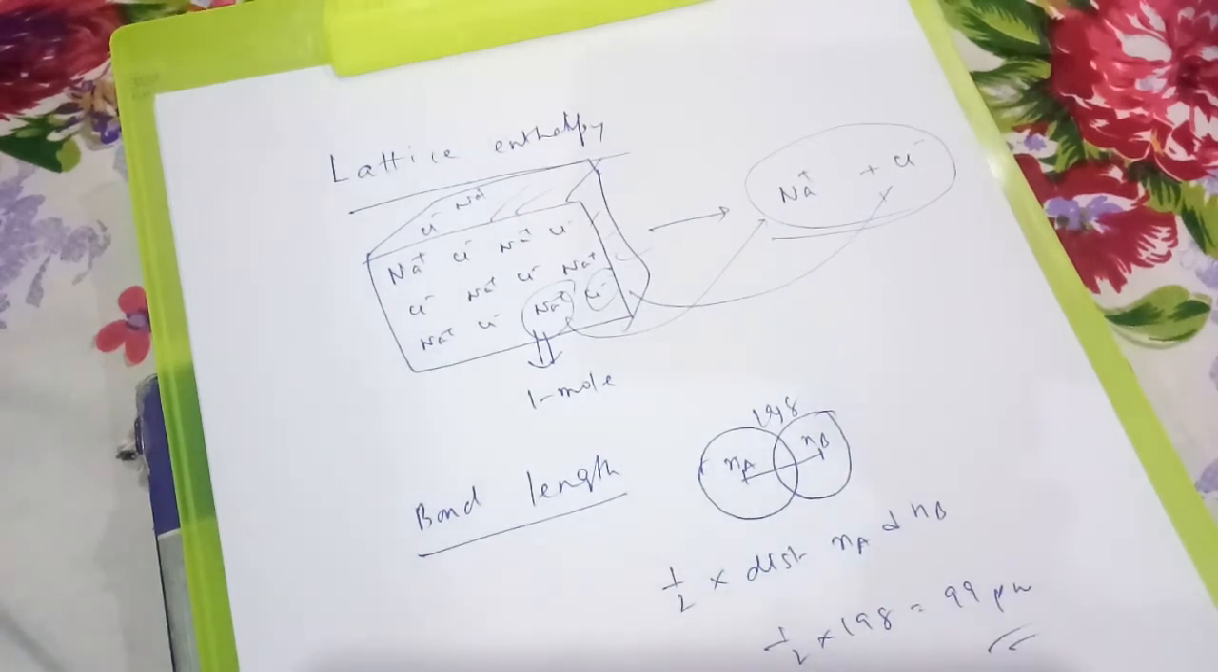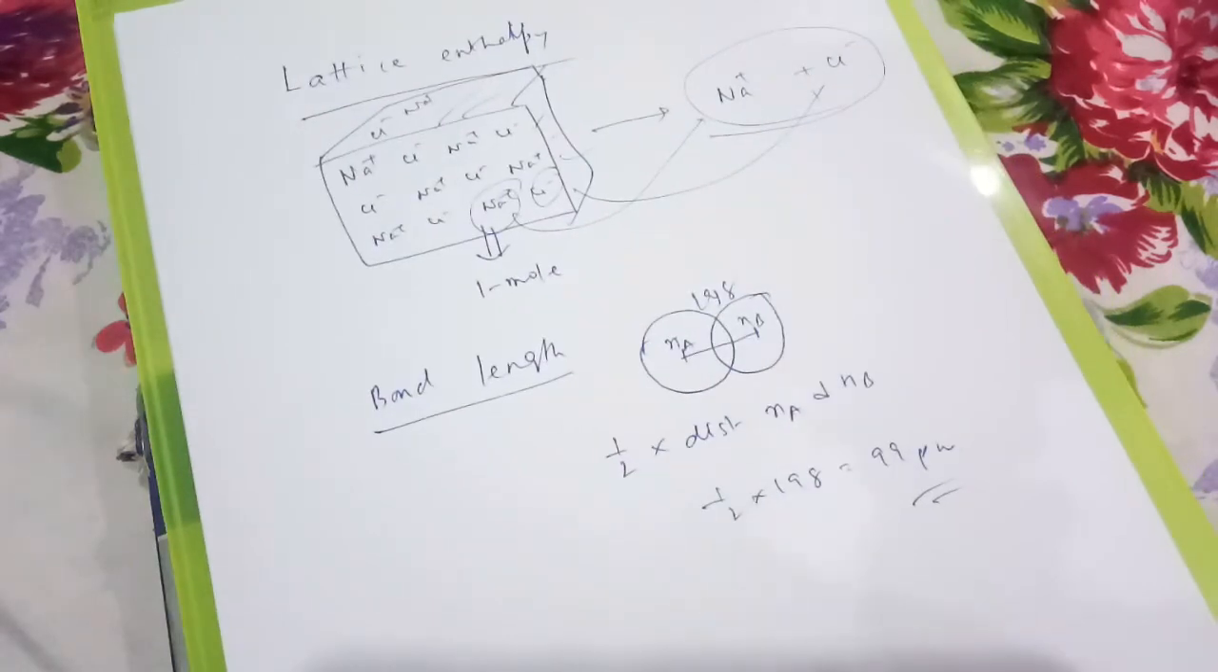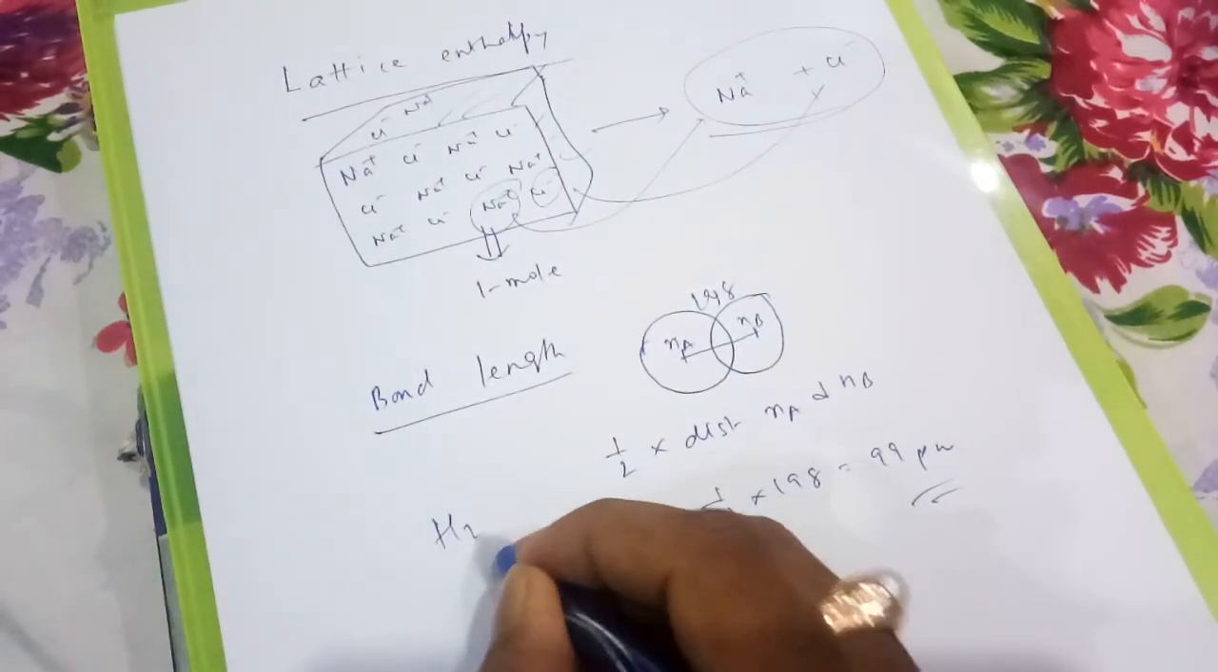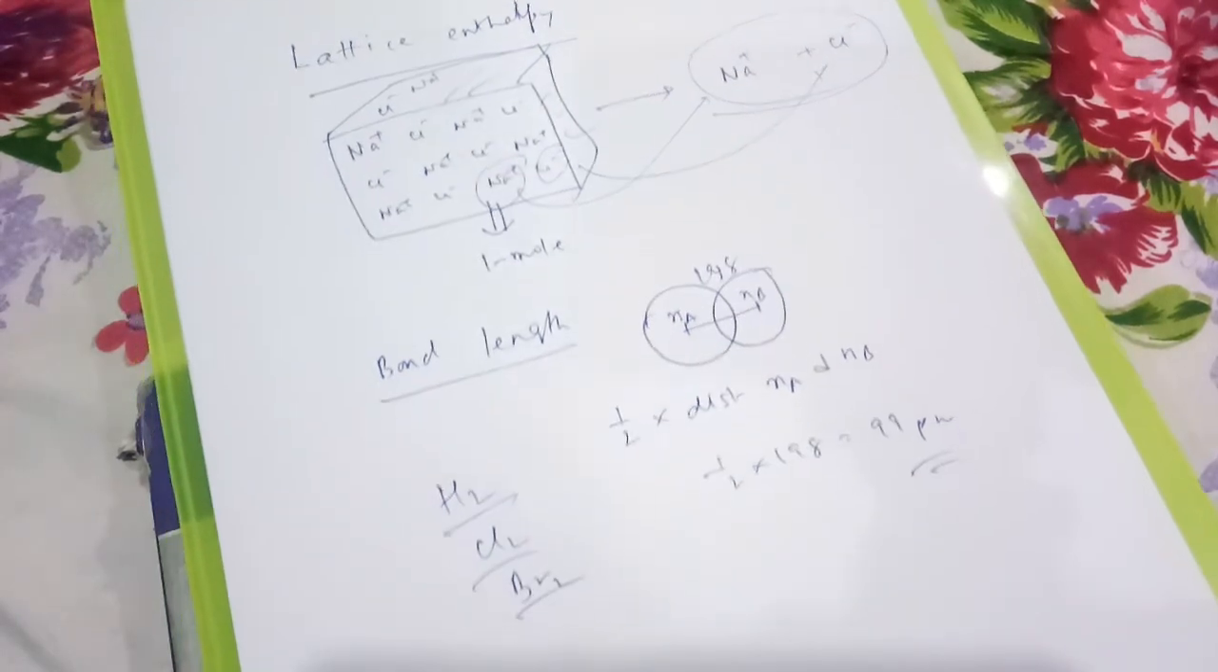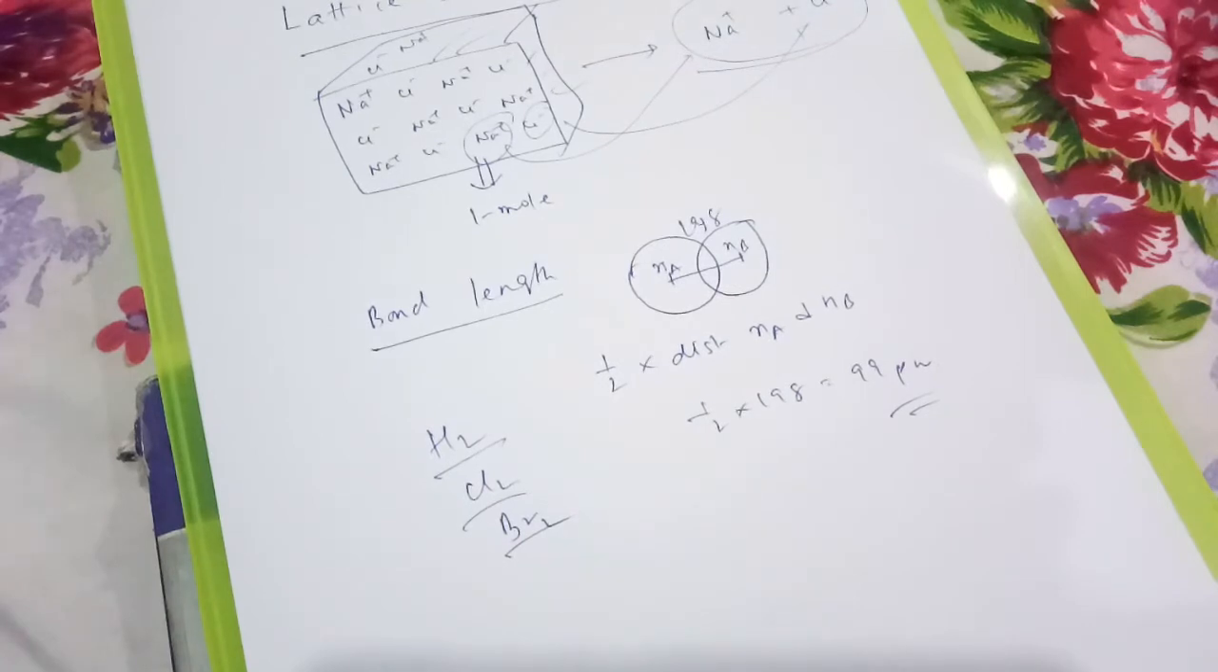Remember, students, this can be calculated if it is a homodiatomic molecule, for example H2, Cl2, Br2. But if it is a heteroatomic molecule, then you require the internuclear distance and the radius of any one. Then you can calculate the radius of the other one. This is your bond length.